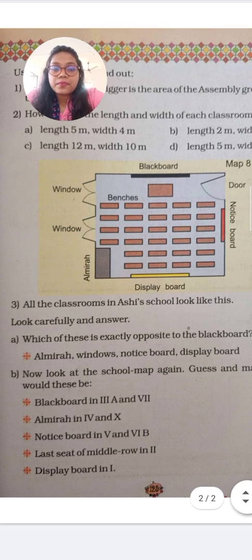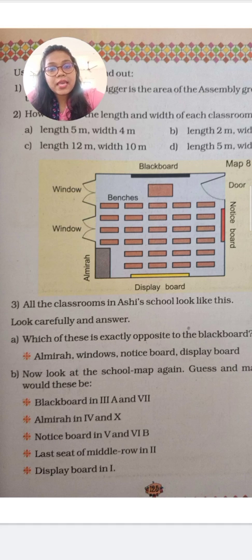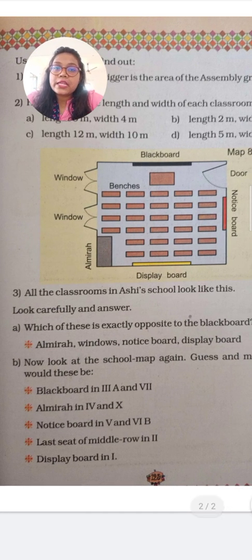Here 4 options are given. The first one is not opposite, it is in the corner. Then windows: windows are also on another side of the classroom. Then the notice board is also on a wall but not opposite. Opposite means facing. The display board is the only thing that is totally opposite to the blackboard. So your answer would be display board.